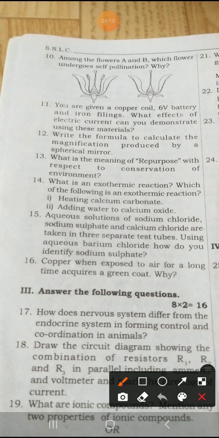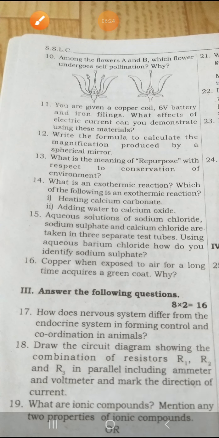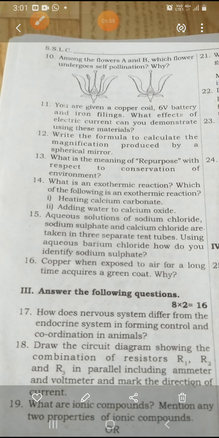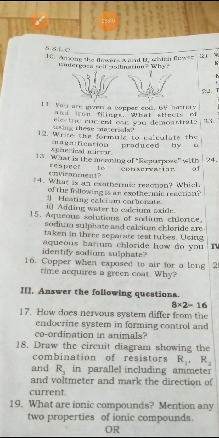We have discussed repurpose many times in classes long back, and in the previous question paper also. Repurpose means using a thing for some other purpose. Originally that thing is made for something, but we are using it for another purpose. So the answer is: if a product cannot be used for its original purpose, then such a product can be used for some other purpose.